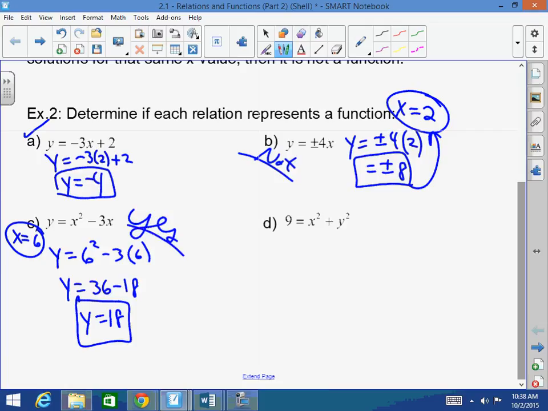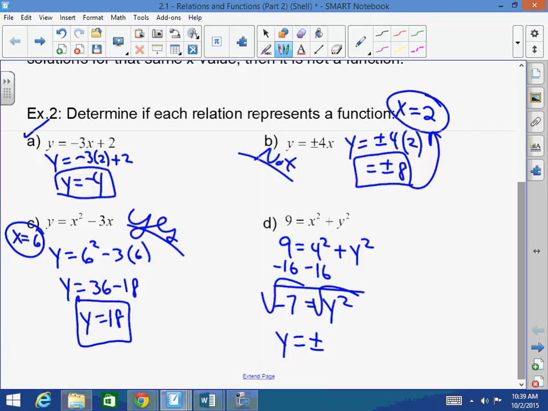How about this next one here? What do you want to choose for X? 4, okay. So 9 equals 4 squared plus Y squared. Subtract 16 from both sides because 4 squared is 16. So I've got negative 7 equals Y squared. I'm going to take the square root of that. Y equals plus or minus the square root of negative 7, which is an imaginary number.